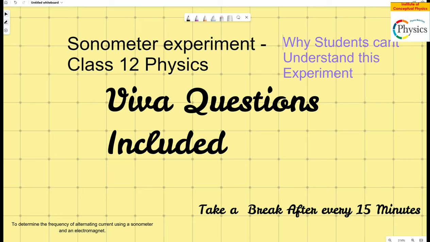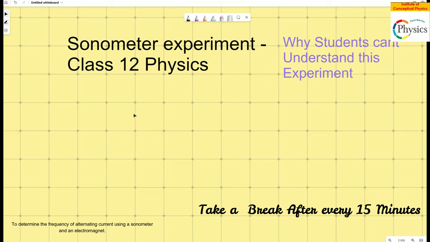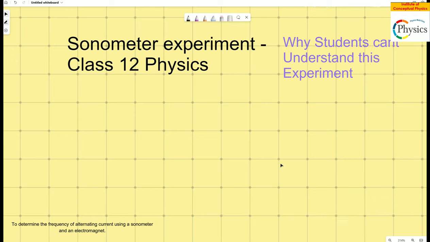And why I picked up this topic today is because this experiment involves the knowledge of class 11th waves. If you don't understand class 11th, the chapter of waves, where they teach you interference and stuff like that, you are not able to do this experiment. This experiment is very simple. The problem is class 11 physics, especially the chapter of waves. This is why I have picked up this topic.